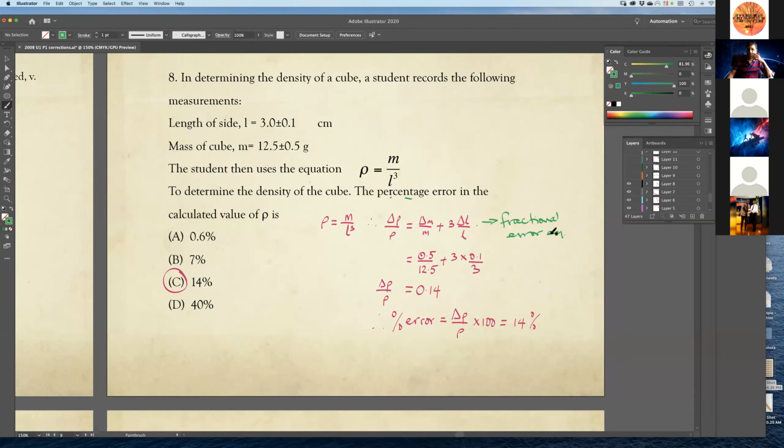This is called the fractional error equation. So we can run the calculation, and we can get the fractional error. The fractional error delta rho over rho is 0.14. And therefore, the percentage error we know is the fractional error times 100, which gives us 14%. Any questions?